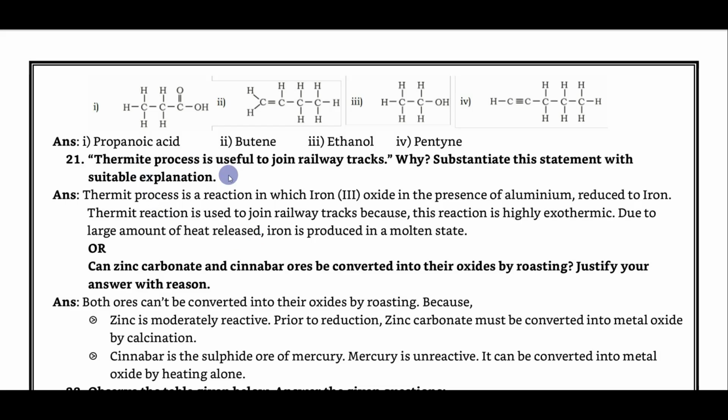Thermite process is useful to join railway tracks. Why? Substantiate this statement with suitable explanation. The thermite process is a reaction in which iron(III) oxide, in the presence of aluminum, is reduced to iron. Thermite reaction is used to join railway tracks because this reaction is highly exothermic. Due to the large amount of heat released, iron is produced in a molten state that is used to join the railway tracks.